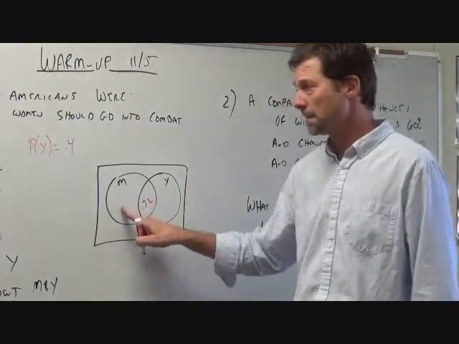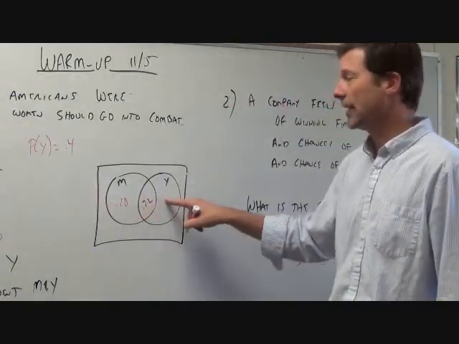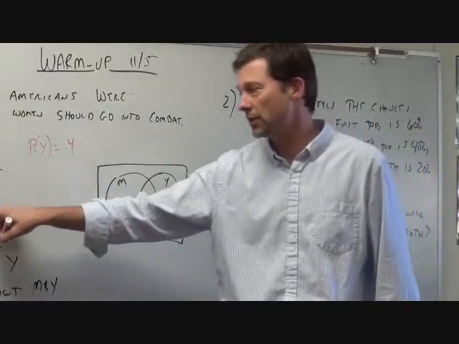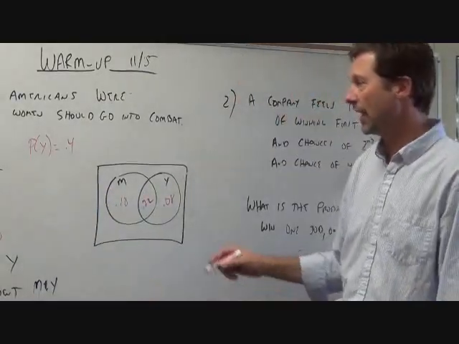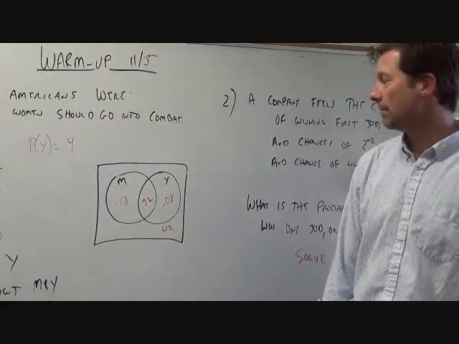How about males only? 0.18. Yeah, that's right here in our two-way table. Yes only? 0.08. 0.08, and then what was the percentage that were outside of male and yes? 0.42. 0.42. So we've got our Venn diagram.